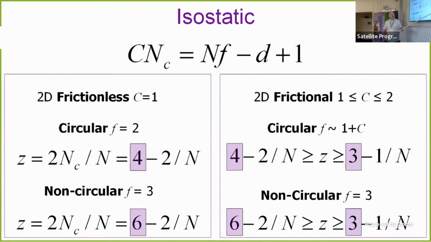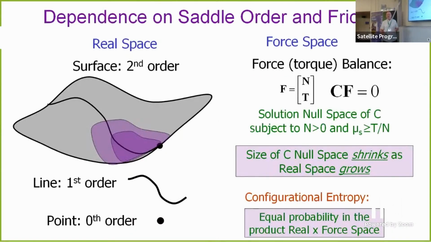And we can do the same thing for non-circular particles, where we just turn F into 3, and now we can go from 6 all the way down to 3. So you can have a total of 6 contacts if you wanted. Now this is a little bit disappointing, that we can't find the number of contacts for the frictional case. But we can actually do something about that.